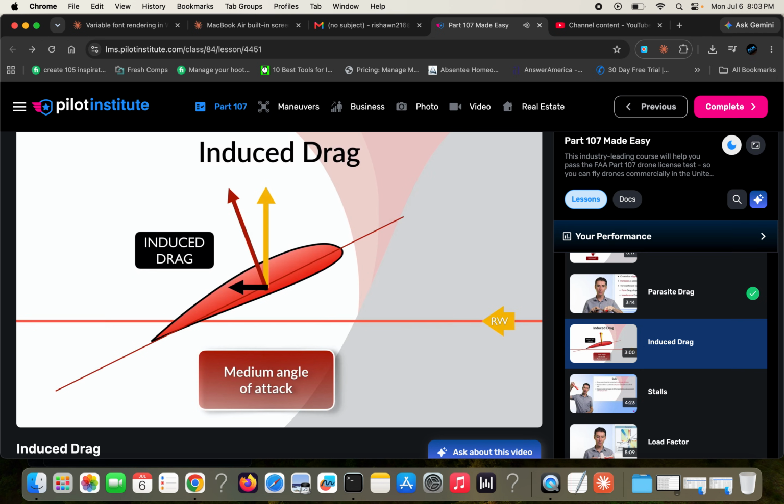This is huge. Even at 80 degrees of bank, it's going to be 5.7, almost 6 times the weight of gravity. So obviously it's exponential. The more you bank, the more you're putting strain on to your aircraft.